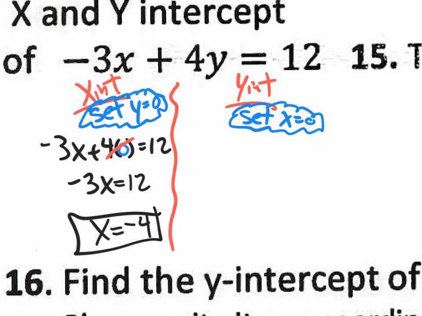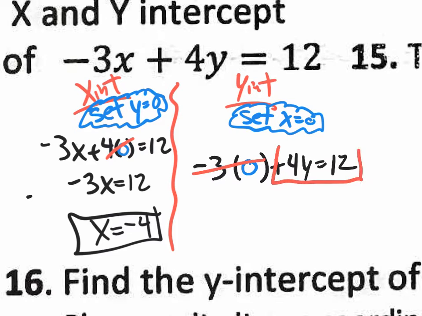Let's move on to the y-intercept. We're going to set x equal to 0. So instead of x, I'm going to put a 0. That's going to be negative 3 times 0, plus 4y equals 12. And of course, negative 3 times 0 is nothing. You could cancel it out. You could even just focus in on this equation. 4y equals 12. How do I get rid of the 4 in front of the y? Divide by 4, which means y equals 3.